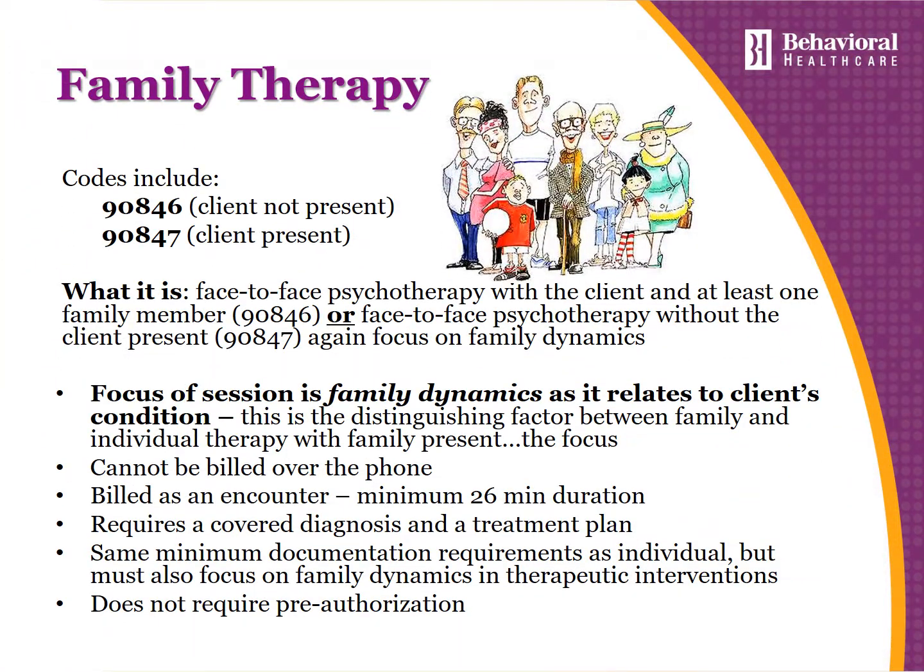There are 2 codes for family therapy. 90846 is a code for family therapy without the client present. The focus of the session is on family dynamics relating to the client's condition. 90847 is a code for family therapy where the client is present. Again, the focus of the session is on family dynamics. The focus is what distinguishes 90847 from individual therapy with family or collaterals present.